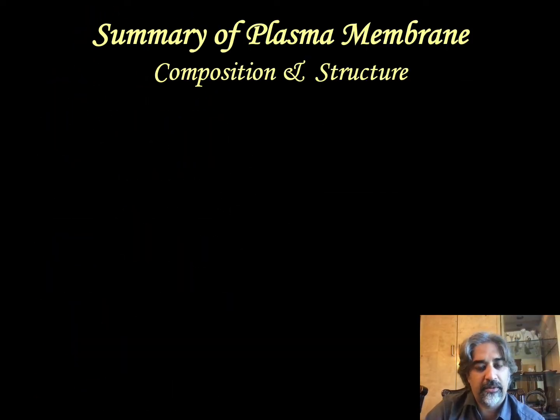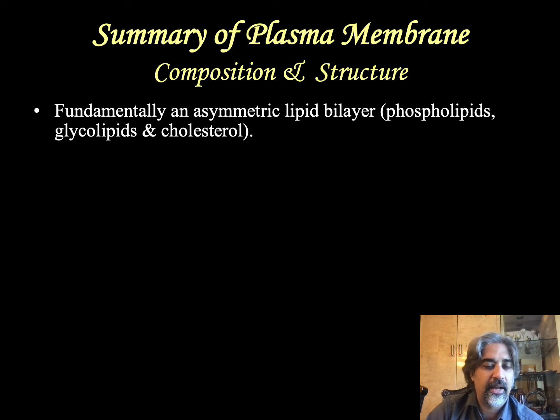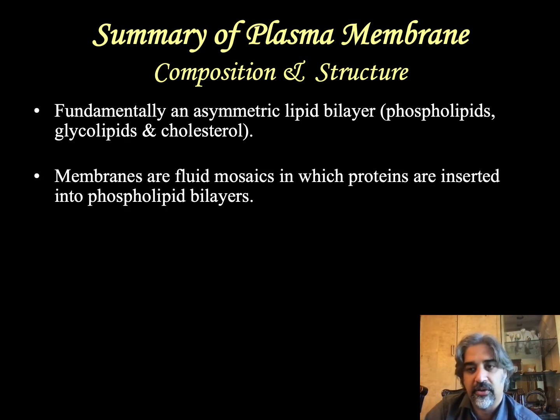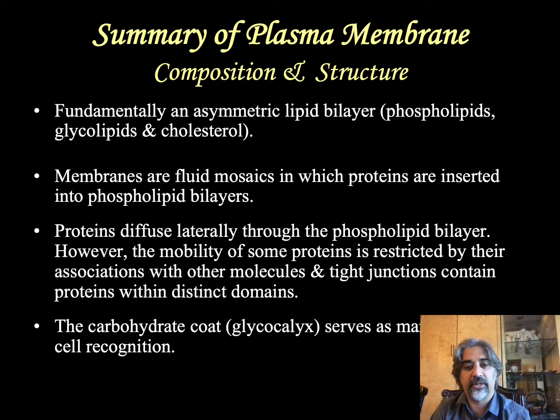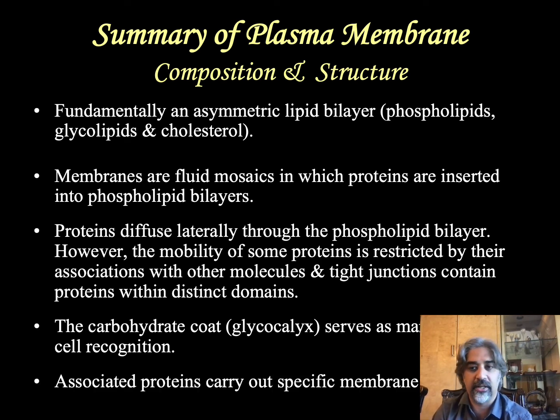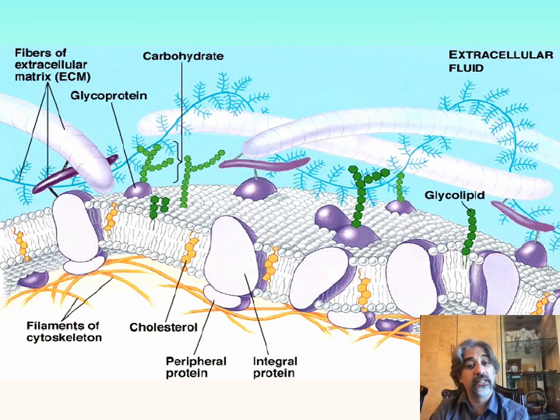So the summary of the plasma membrane, basically it's an asymmetric lipid bilayer full of phospholipids, glycolipids, and cholesterol. They're fluid mosaics in which proteins are inserted into phospholipid bilayers and they diffuse laterally through the phospholipid bilayer. There is some mobility, but sometimes they can also be restricted to different places. The carbohydrate can serve as a marker for cell recognition, and associated proteins carry out specific membrane functions. So here we see it again, and it doesn't look that hard to understand what we're dealing with anymore.